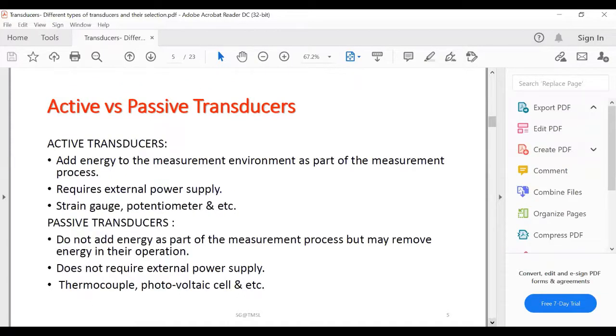First of all, the active versus passive transducer. Active transducers add energy to the measurement environment as part of the measurement process, and they require an external power supply, for example strain gauge, potentiometer, etc. Passive transducers are those that don't add energy as part of the measurement process, but may remove energy in the operation. They don't require any external power supply, like thermocouple, photovoltaic cell, etc.